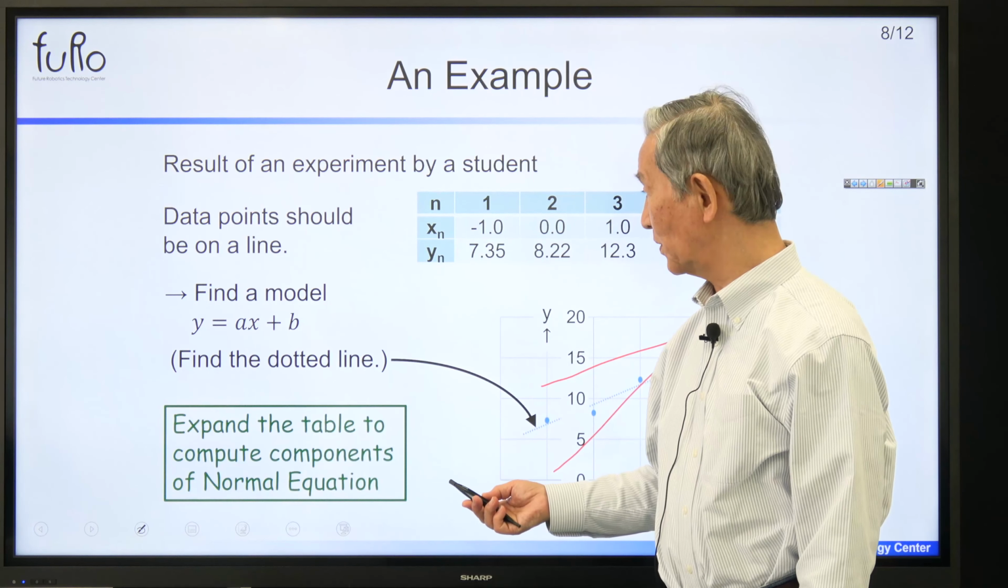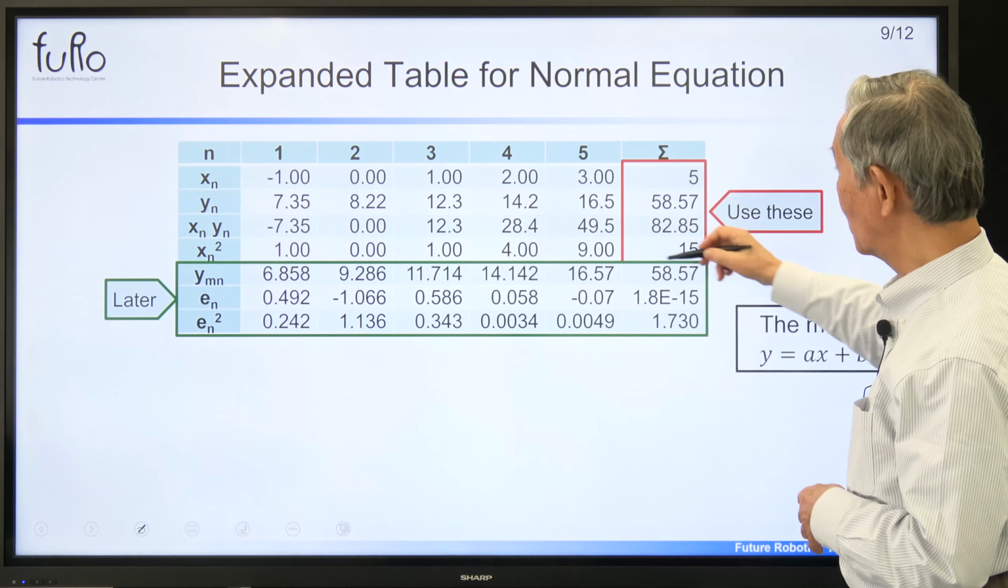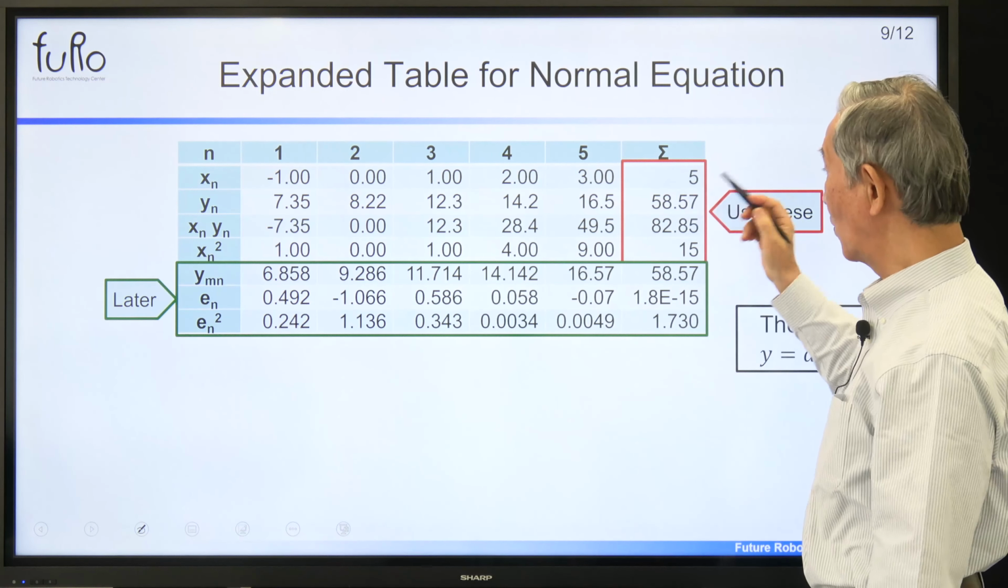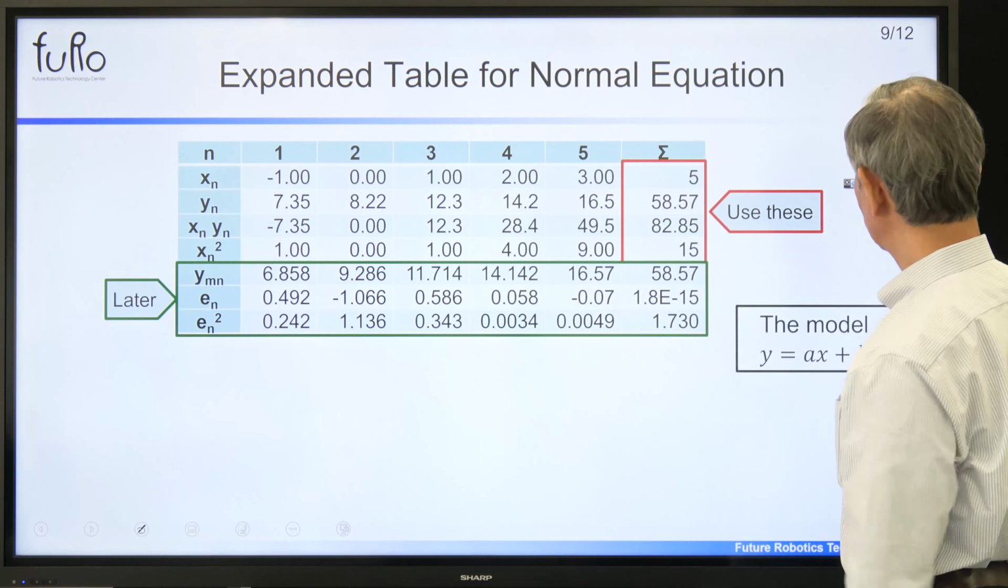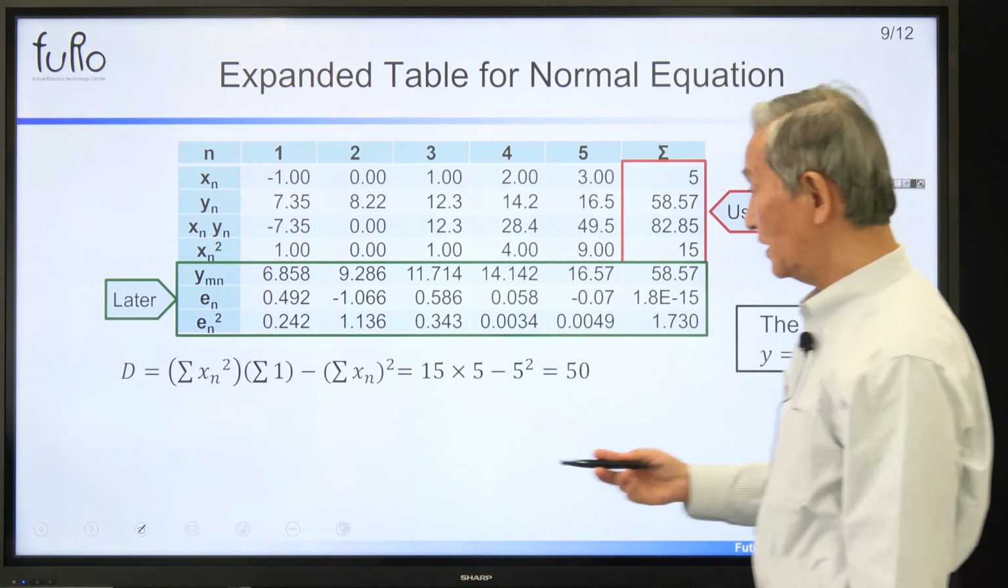This part has to do with the model equation, and those are errors. And those are the ones we are going to use: summation of x, y, x times y, and x squared. All right. So D is the summation of x squared times n minus the summation of xn, squared. So that's 15 times 5, n of them, 5 of them. And the summation of x is equal to 5, that's 5 squared. So you can compute that: 5 times 15, 75, minus 25 is equal to 50.